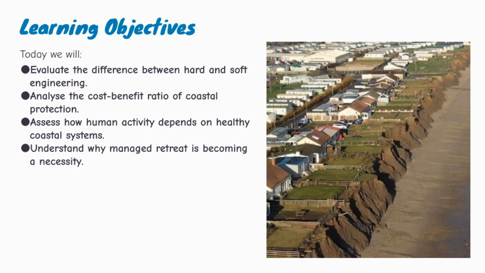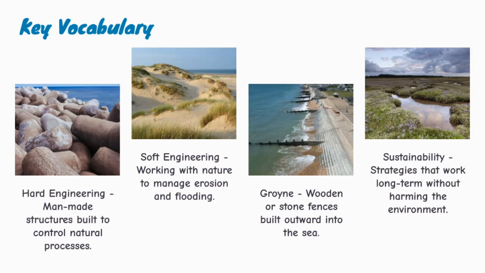Third, we will assess how human activity depends on healthy coastal systems. Coasts are not just places to defend. They provide habitats, tourism, fisheries, transport routes, and economic opportunities. Fourth, we will understand why managed retreat is becoming a necessity. As sea levels rise and storms become more frequent, it may not be possible or affordable to defend every part of the coastline. So this lesson is about choices. Coastal management is about deciding where to defend, how to defend, and when to work with nature instead of against it. Before we go further, let's go through the key vocabulary.